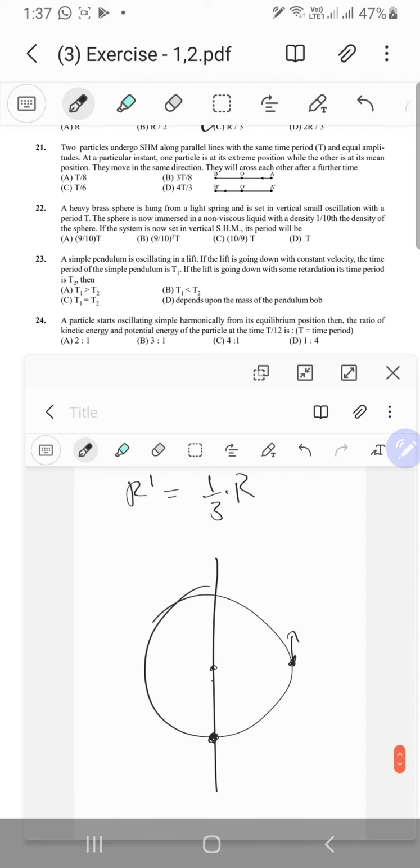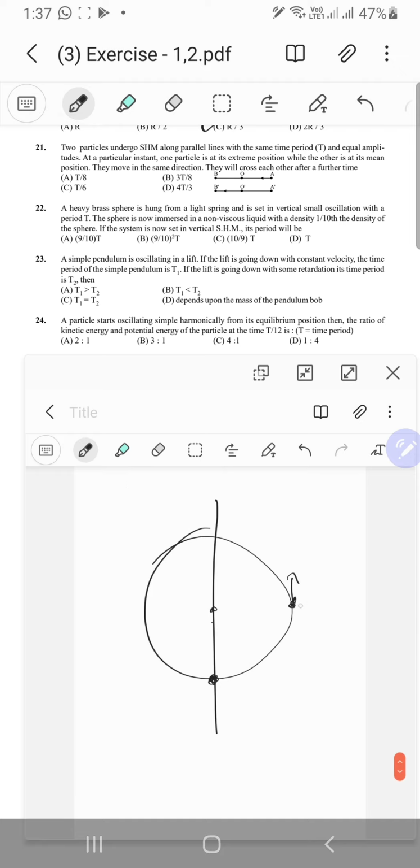So what are we given? At a particular instant, one particle is at an extreme position while the other is at its mean position. They move in the same direction. They will cross each other after a further time. So we want them to cross each other. That's weird. First of all, this angle is 90 degrees. That's what we know. If we want them to cross each other, we want their positions to be the same.